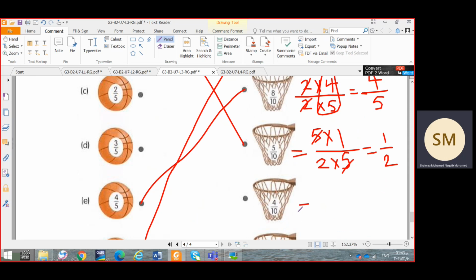4 over 10, it's the same idea, so it will be 2 multiplied by 2. And this is 10, 2 multiplied by 5.